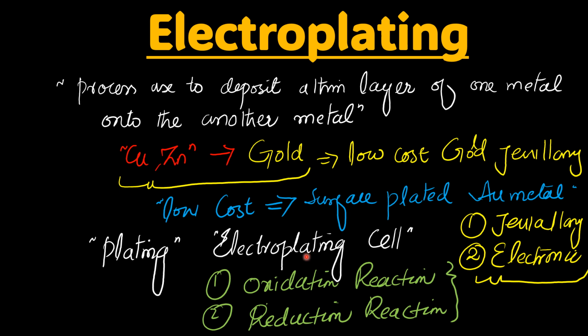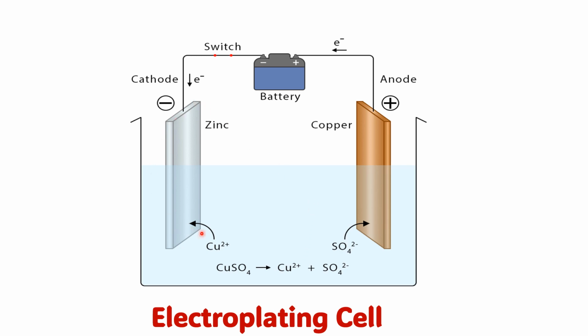So now let us discuss the construction of an electroplating cell and how electroplating is performed in an electroplating cell. Dear student, an electroplating cell is usually composed of a container, and that container usually consists of an ionic solution. Here, the solution is copper sulfate. We are taking an example of electroplating of copper on a zinc plate.